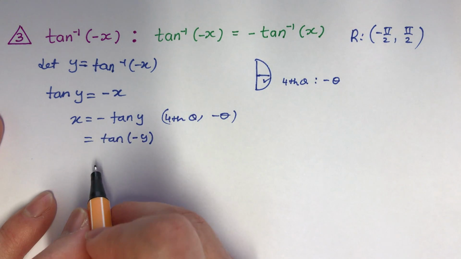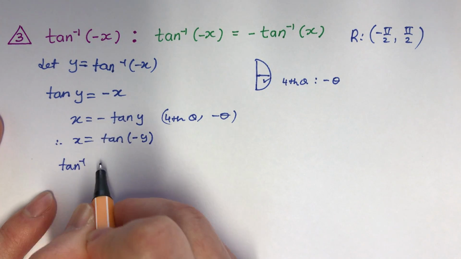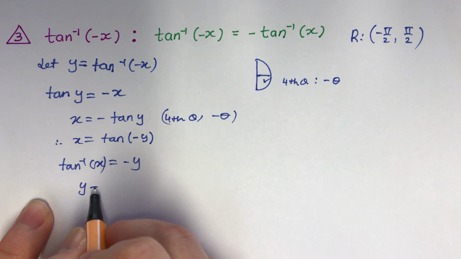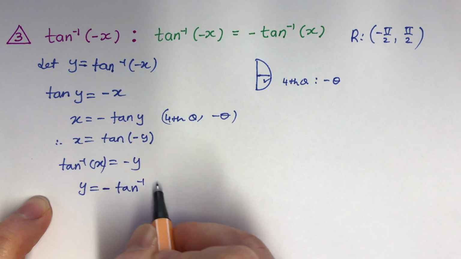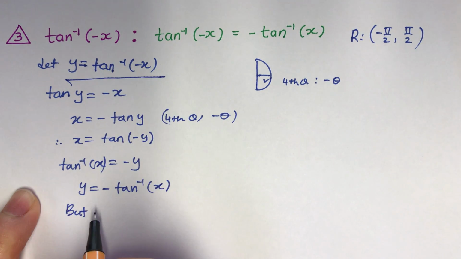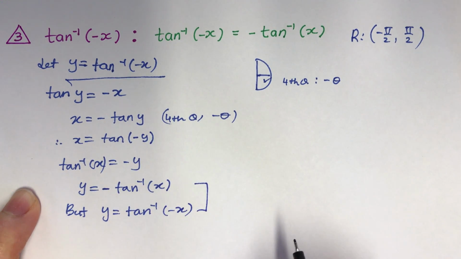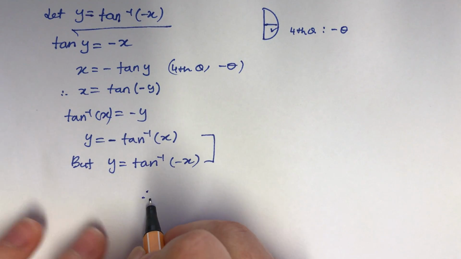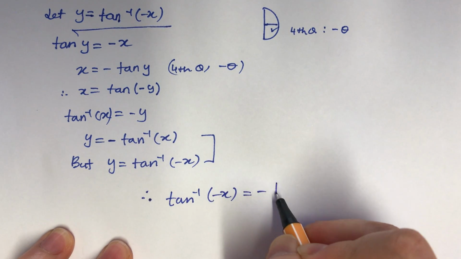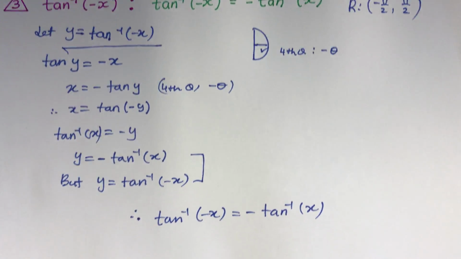Okay, and therefore I'm going to move this one to the other side to be inverse 10x equals minus y. And I'm going to go y equals minus inverse 10x. But we said y is inverse 10 minus x. So they're the same. So I can say, therefore, inverse 10 minus x equals minus inverse 10x, just like that. Okay, so we proved it.